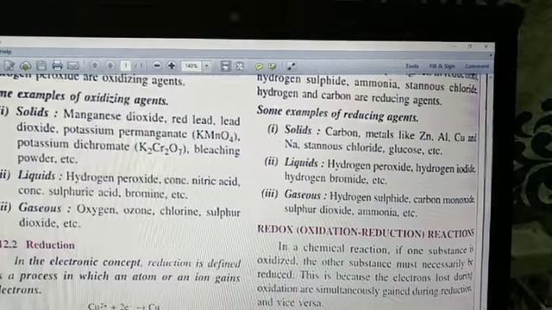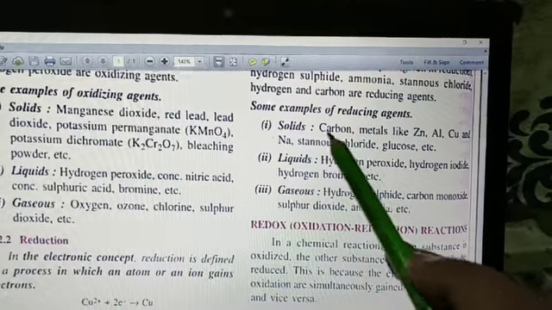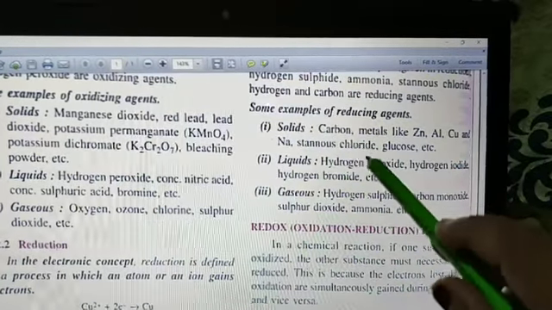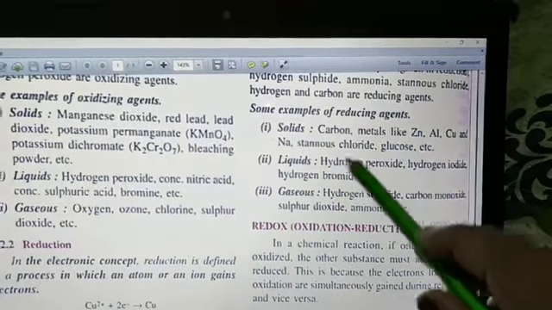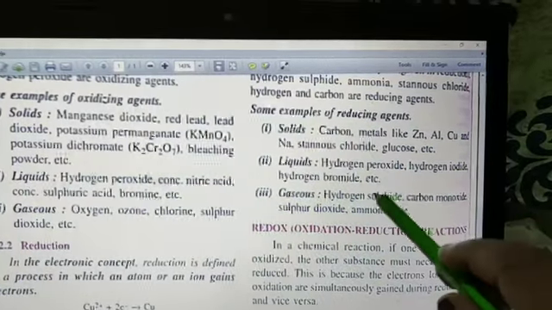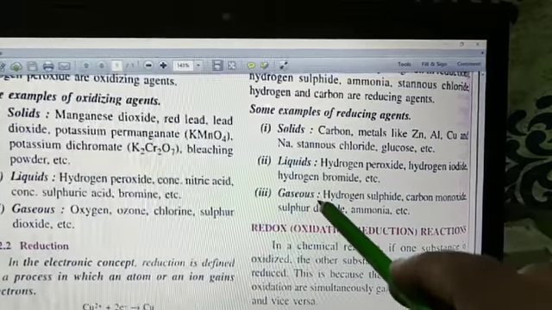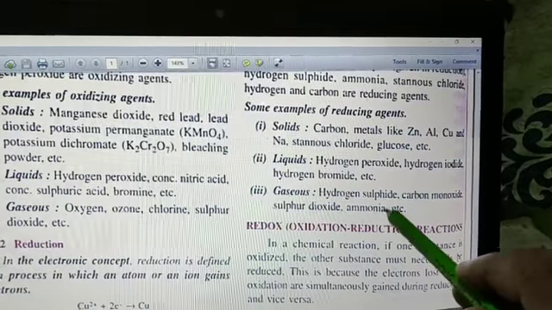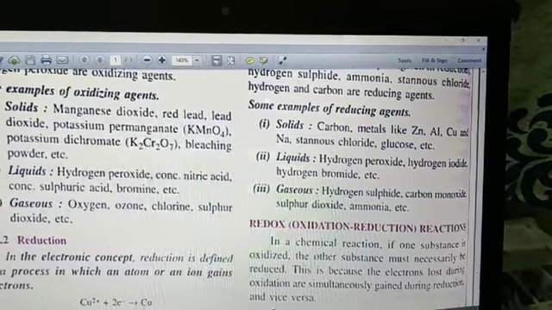Some examples of reducing agents: in case of solids, we have carbon, metals like zinc, aluminum, copper and sodium, stannous chloride, glucose. In liquids, we have hydrogen peroxide, hydrogen iodide, hydrogen bromide. And in gases, we have hydrogen sulfide, carbon monoxide, sulfur dioxide and ammonia. They are reducing agents.